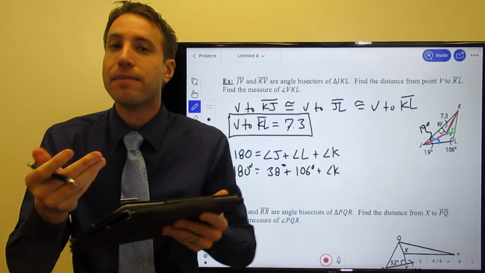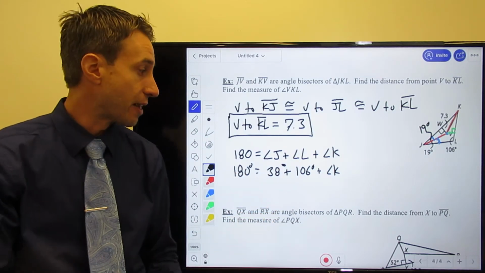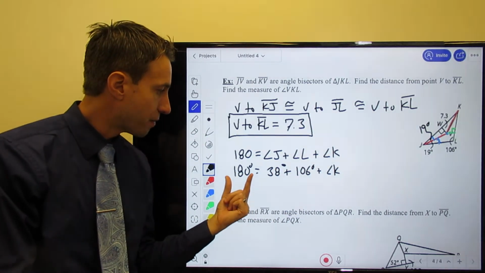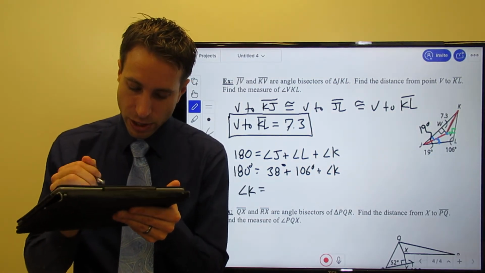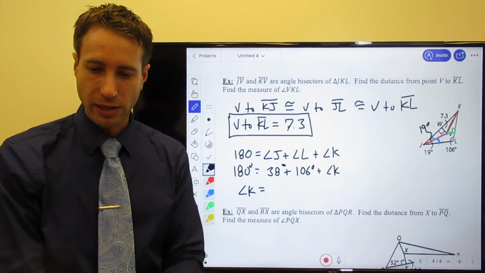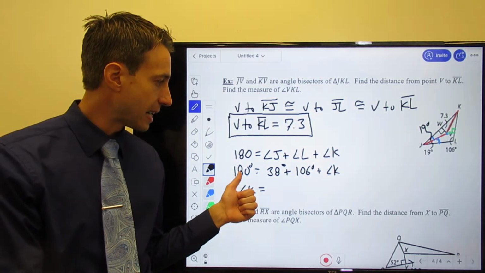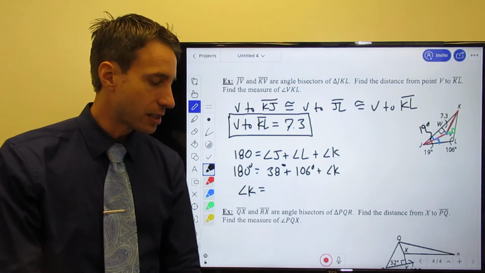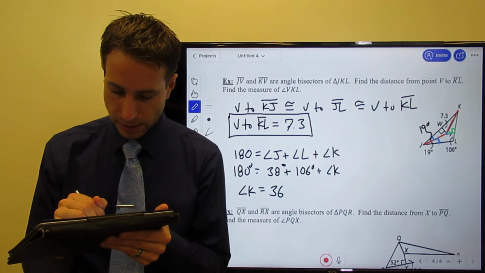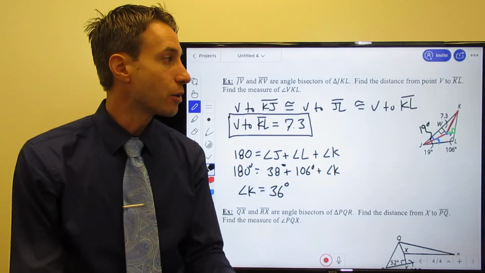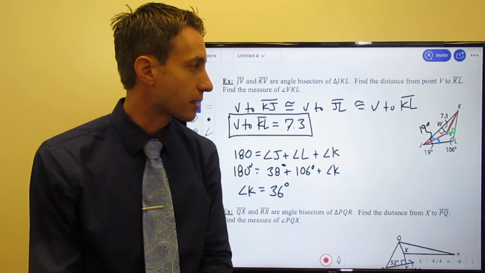Angle K, I don't know. Let's figure that one out. We'll subtract both of these to the other side. Again, I know that you guys can do that on a calculator, not too terribly difficult. 180 minus 38 minus 106, what's left over? You're left with 36 degrees, right? So I know that angle K has to be 36 degrees.